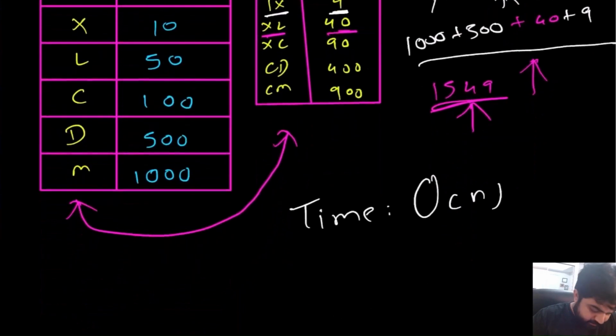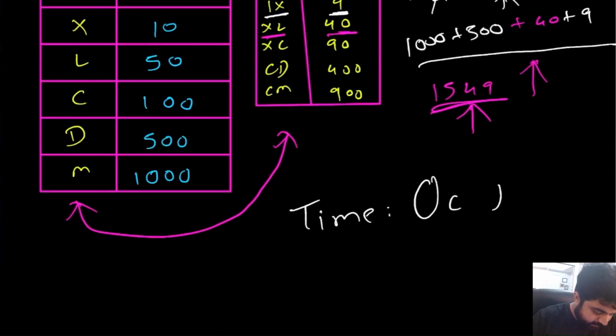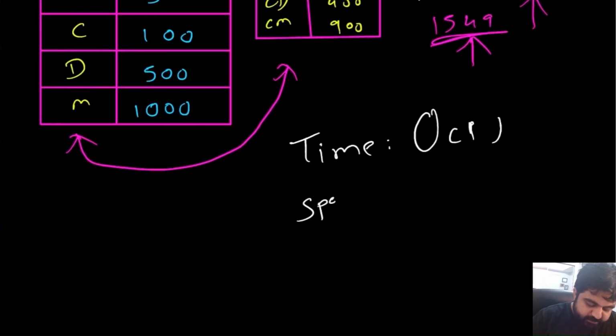But the thing is, in this case the input we are given is a finite number. So because it is a finite number, it is a finite time to calculate that. So that's why I'm putting the time as constant, and even in terms of space complexity, apart from using a couple of variables, we don't have to use anything. So this is also going to be constant.